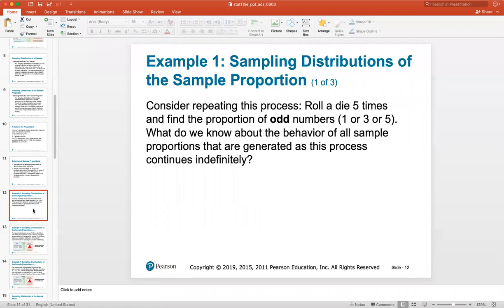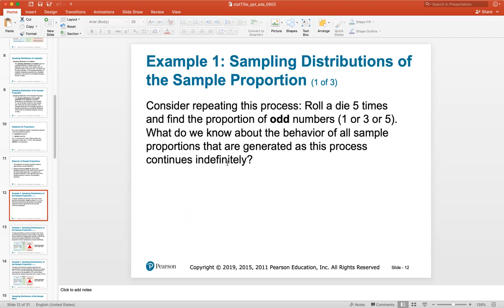And that's the example today, by the way. Example one, sampling distribution of the sample proportion. Consider repeating this process: roll a die 5 times and find the proportion of odd numbers. What do we know about the behavior of all sample proportions as this process continues indefinitely?